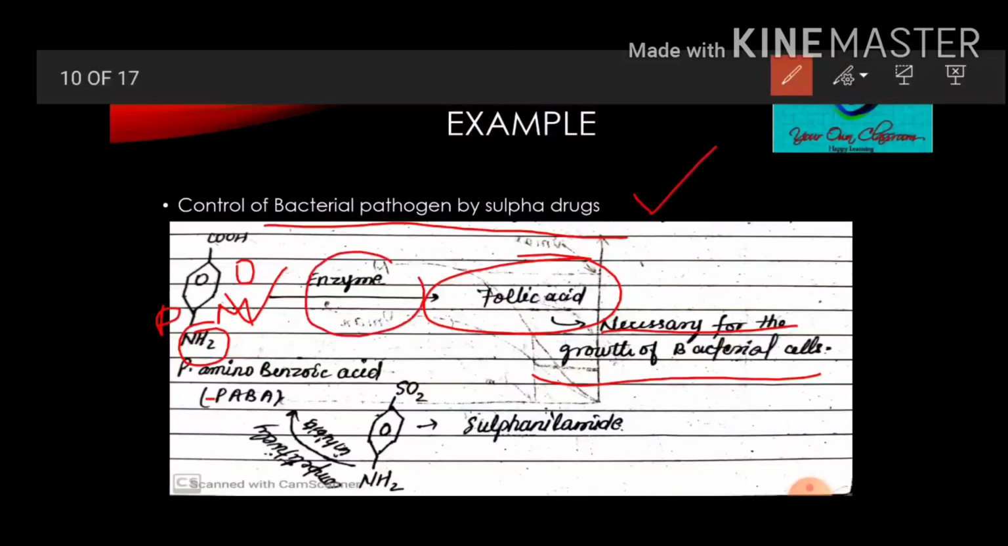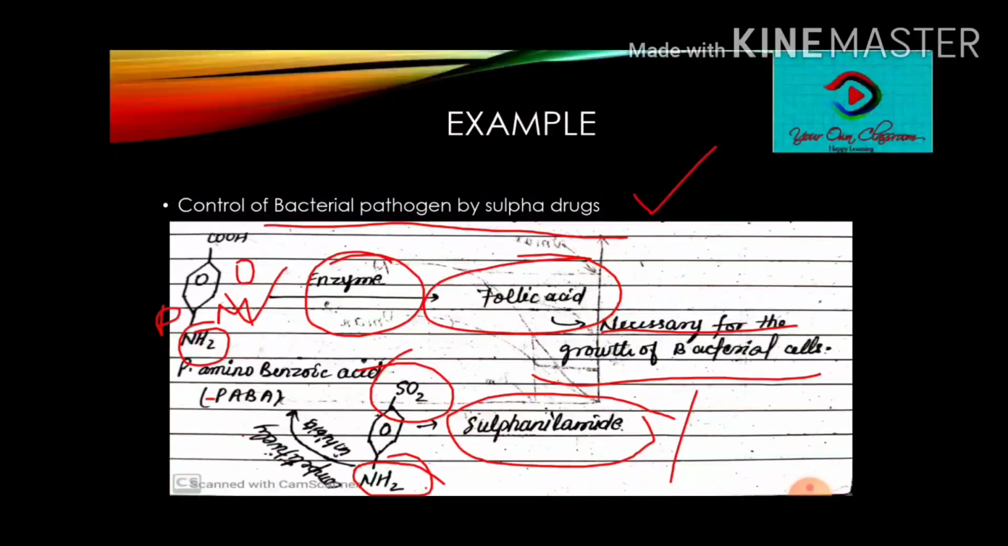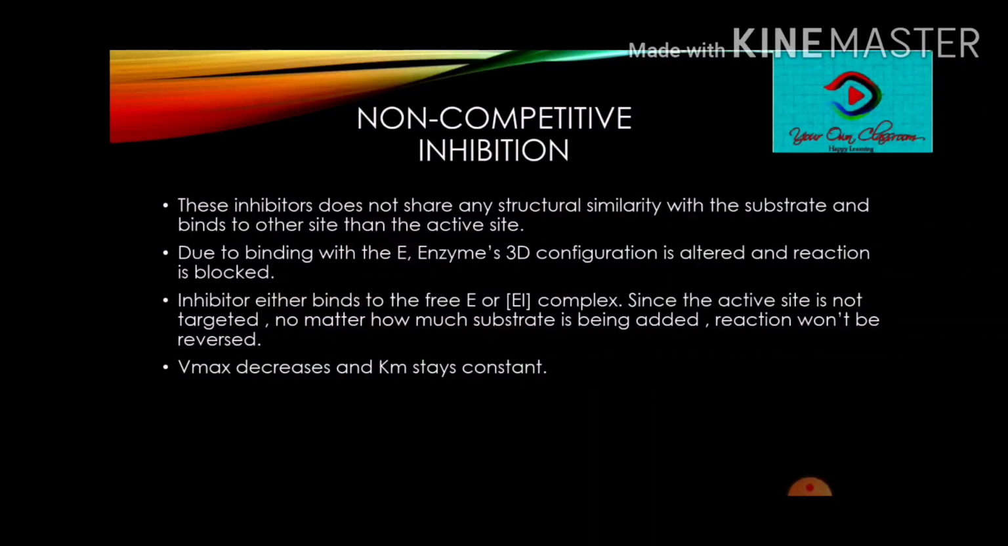So for the enzyme which converts para-aminobenzoic acid to folic acid, we can add a competitive inhibitor of para-aminobenzoic acid, and this competitive inhibitor is sulfanilamide, or there is a group of these competitive inhibitors, and they are collectively referred to as sulfa drugs. These drugs look very similar to para-aminobenzoic acid. As you can see here, there is an amine group on the para position and SO2 on the first position. So this looks very similar to PABA, and it competitively inhibits PABA. Now we will study non-competitive inhibition.